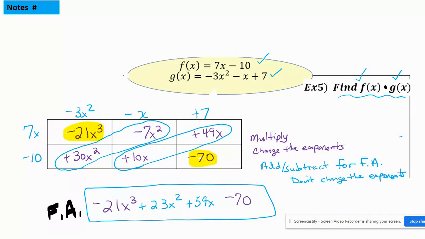Okay, so we changed the exponents when we were working in the box. That's when we change it, when we're working in the box. But when we add and subtract, we just do the front numbers, the coefficients, right?